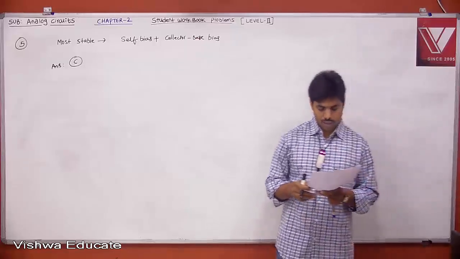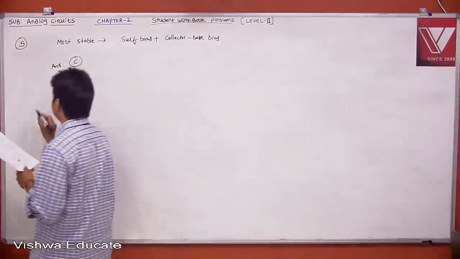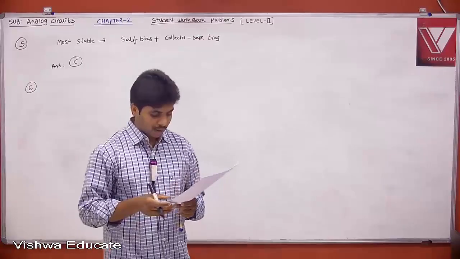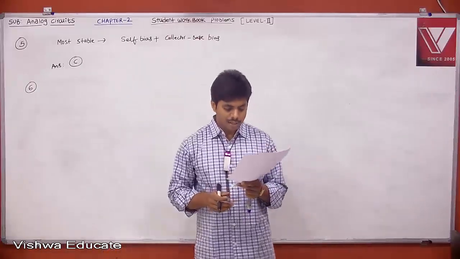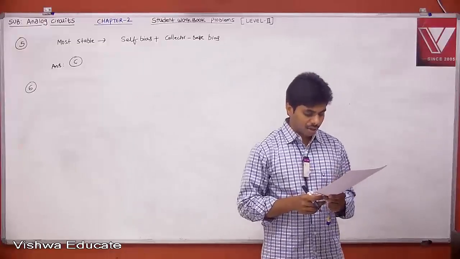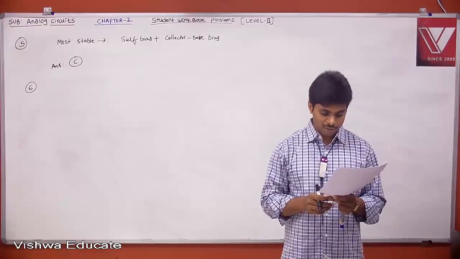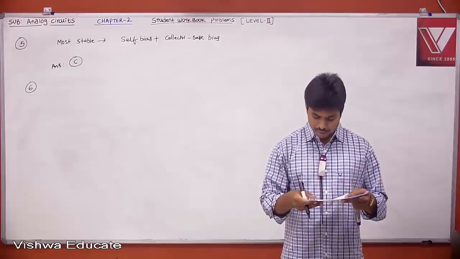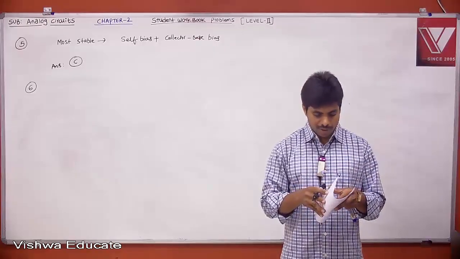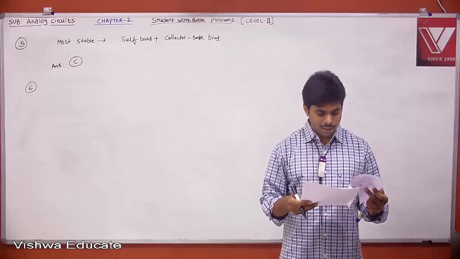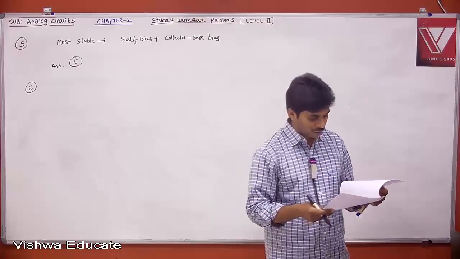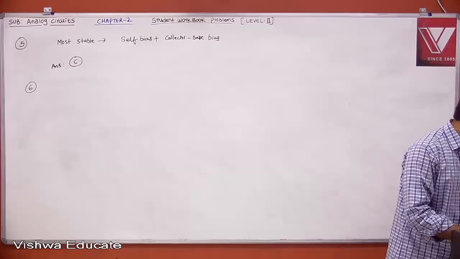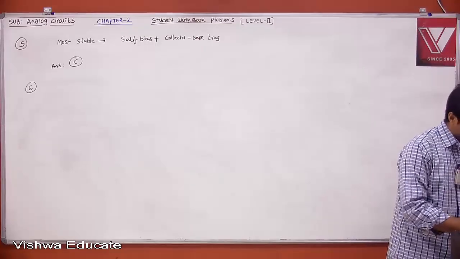Now, problem number 6. For good stabilized biasing of the transistor of the common emitter amplifier shown in the figure, we should have, this is nothing but your CE amplifier. Then what is it saying? We should have what? You see the options.